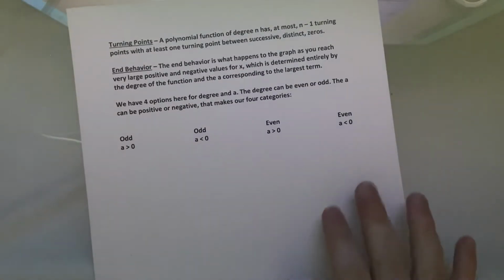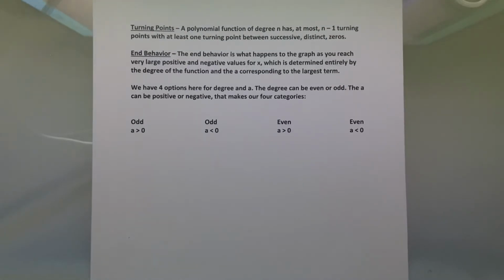Now, for the most mathematical term you'll ever hear, turning points. A polynomial function of degree n has at most n minus 1 turning points, with at least one turning point between distinct zeros. The reason for that is if you have two zeros where you're crossing the axis, the only way for you to get back down to 0 is if you're going one direction, you have to turn around to go back down or turn around to go back up.